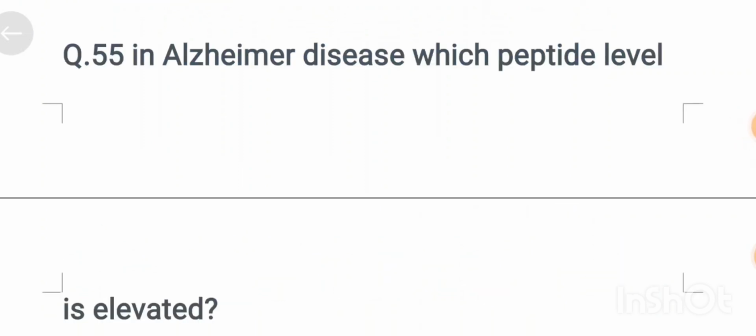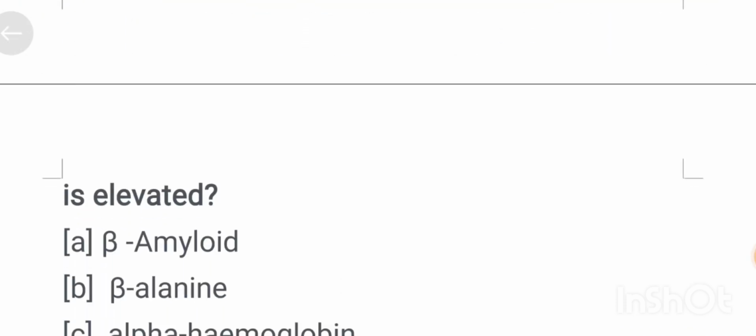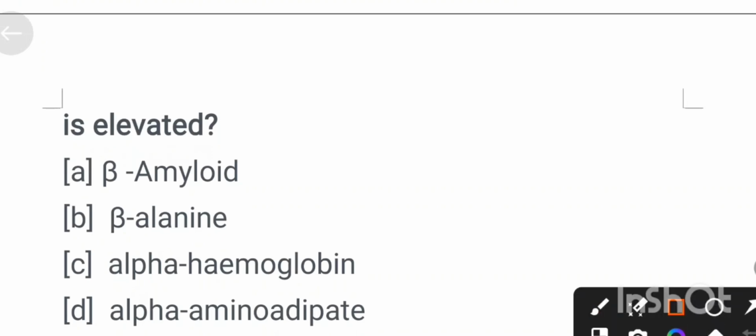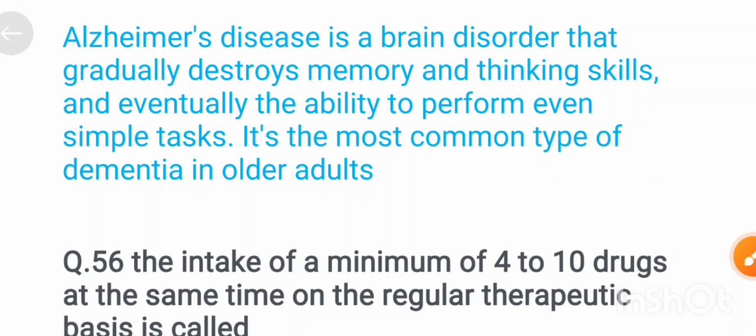In Alzheimer's disease, which peptide level is elevated? Option A, beta amyloid. Option B, beta alanine. Option C, alpha hemoglobin. Option D, alpha amino adipate. Correct answer is option A. Alzheimer's disease is a brain disorder that gradually destroys memory and thinking skills and eventually the ability to perform even simple tasks. It is the most common type of dementia in older adults.